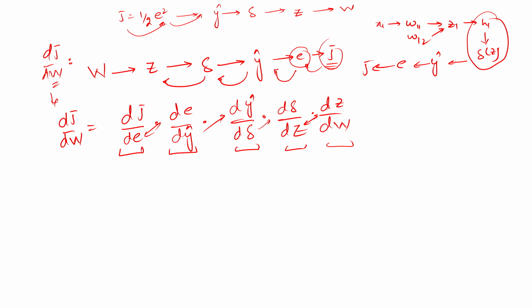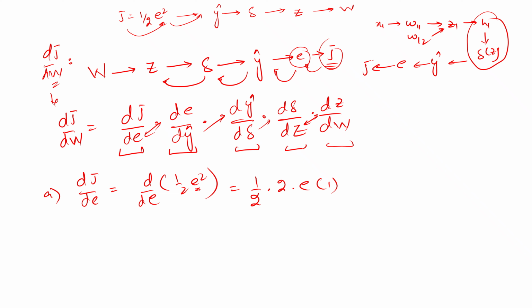Let's do the first one first. What is J? J is half e square, right? So the derivative of half e square with respect to e is really easy. Half times 2 times e, and the derivative of the function inside is 1. So the derivative of the loss function with respect to e is 1. Really easy, right?